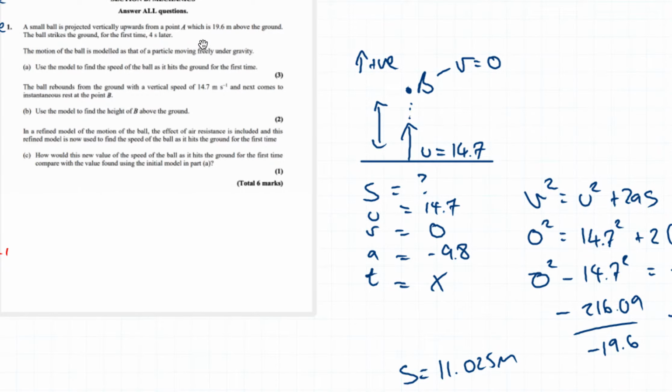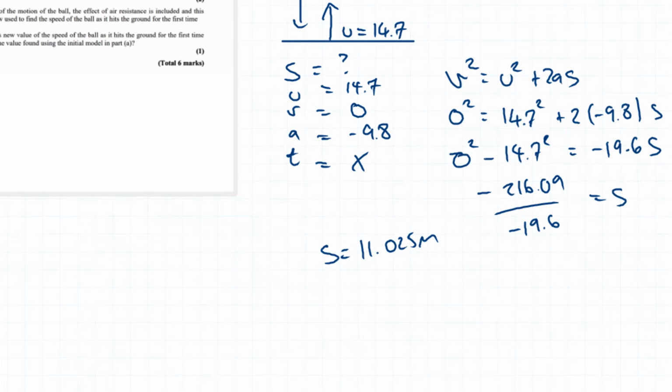Again, a good thing to do is look at how many significant figures you have. So here, 3 significant figures is probably suitable. So 11.0 or 11 meters is fine. But you could also leave the full answer.